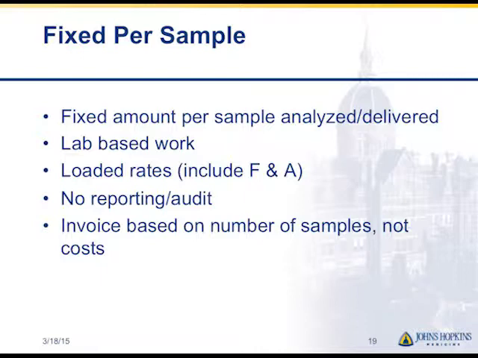They would include F&A rates. So if we were getting $100 per sample, that rate might include our facilities administration costs already. We would want to see that on an internal budget, but the contract rate would be a per sample flat rate, $100 per sample we collect, up to a ceiling of $100,000, or however many samples were anticipated. Normally no reporting and no audit, and then invoices based on the number of samples that we've analyzed or collected, not our costs.